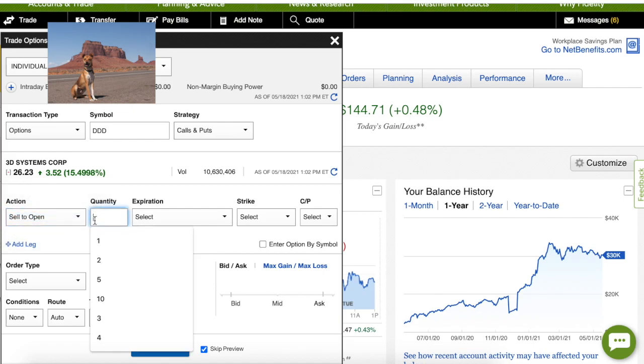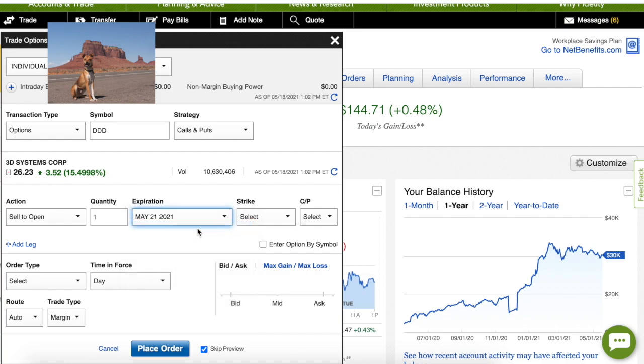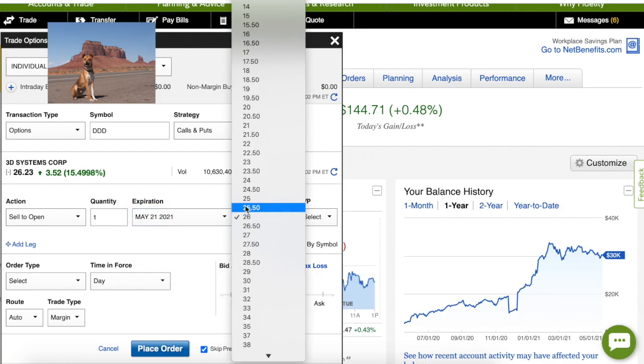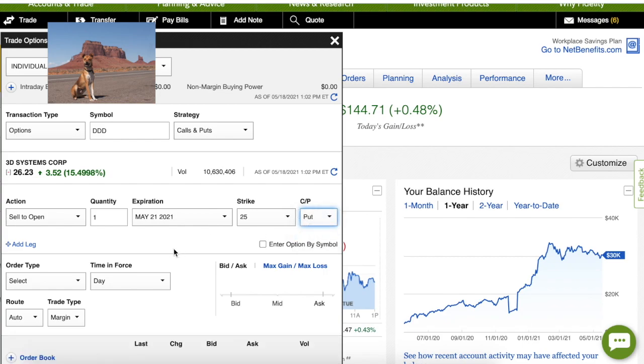So sell to open, I'm just going to do one of them. I'll pick my expiration. I'll say for this Friday. Strike price doesn't really matter, so it's going to populate all of the possible ones. Let's just say I'm going to sell the 25 strike put, and then it'll show me where the bid and the ask is.